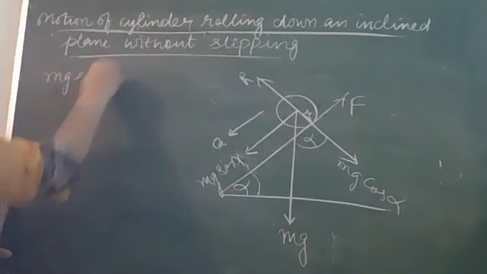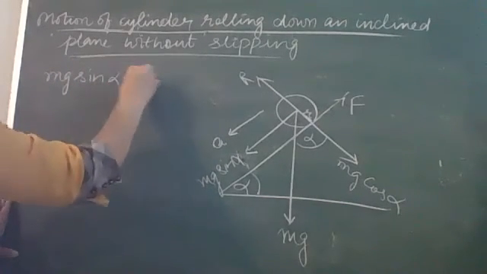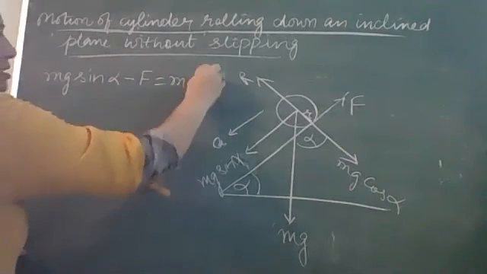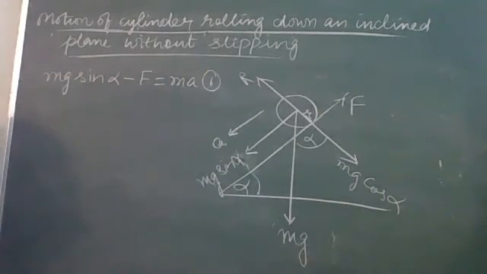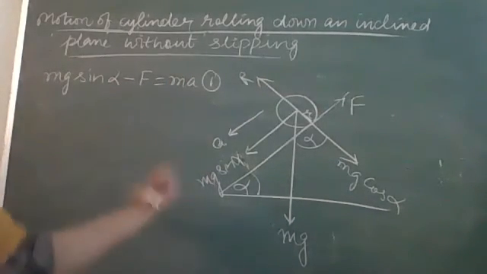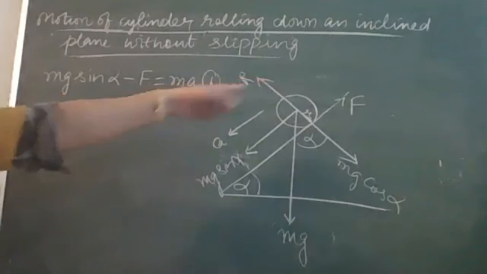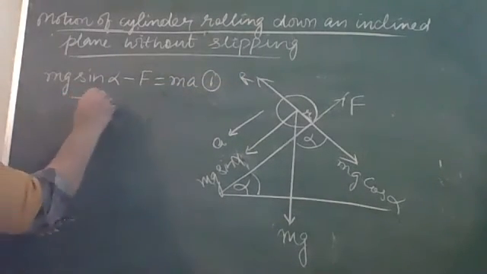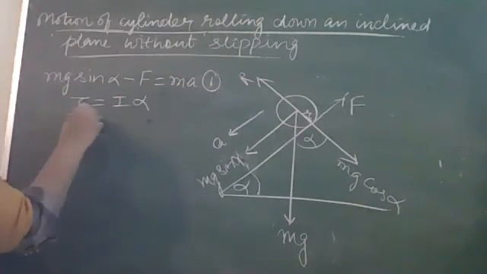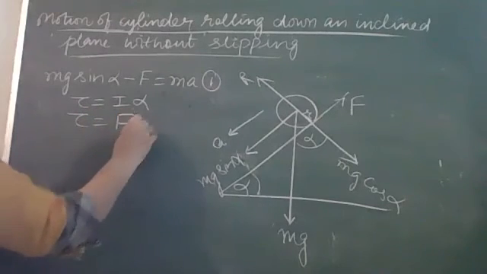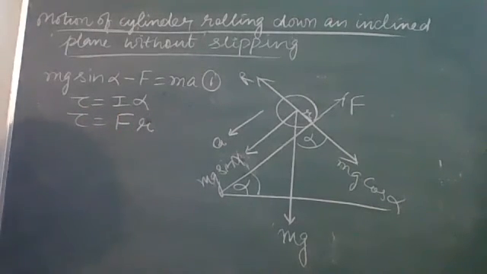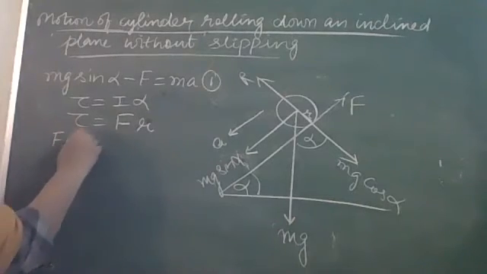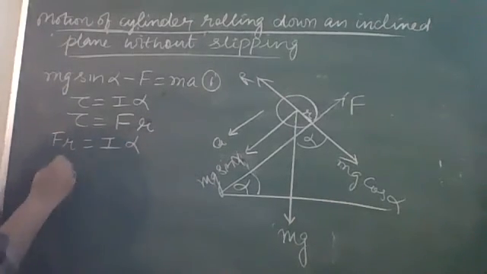Mg sin alpha minus force of friction is equal to Ma. This is our first equation. Also, tau is equal to I alpha. Torque is equal to force of friction into radius, into distance. Okay, equate the two. Fr is equal to I alpha.